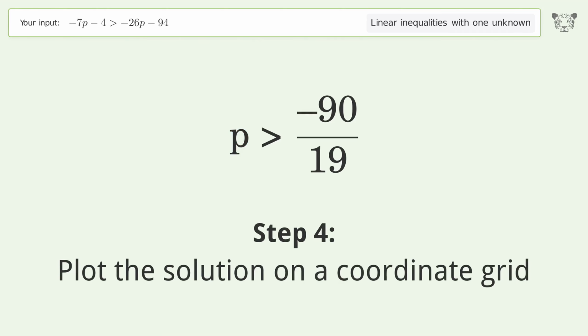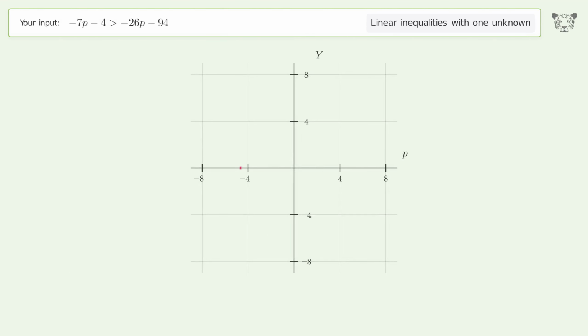Plot the solution on a coordinate grid. And so the final result is p greater than -90/19 greater than -414/19.